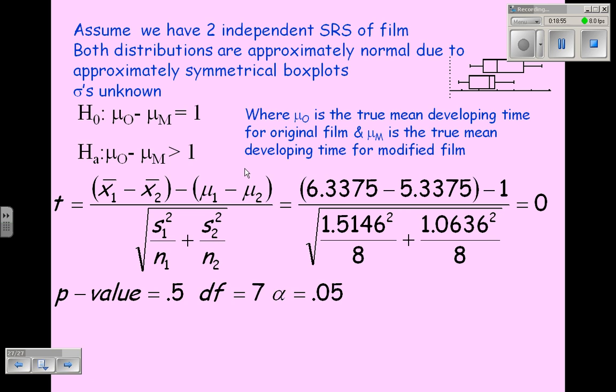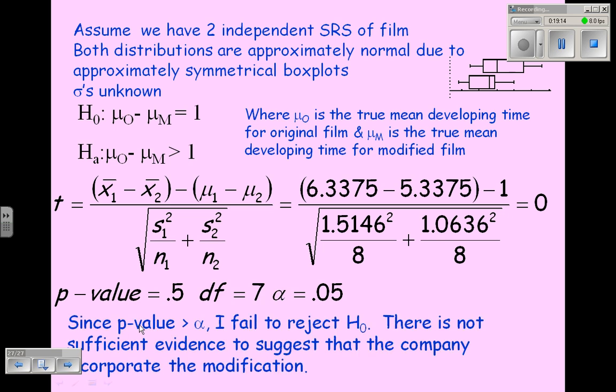And then we throw in our formulas. This is the formula that you've written down a couple of times now. Notice that mean 1 minus mean 2. We want to know, is it 1? Is the difference more than 1? So that's where the 1 came from. And we get a t-value of 0, which means we get a p-value of 0.5. So we would fail to reject. There is not sufficient evidence to suggest the company should do this.